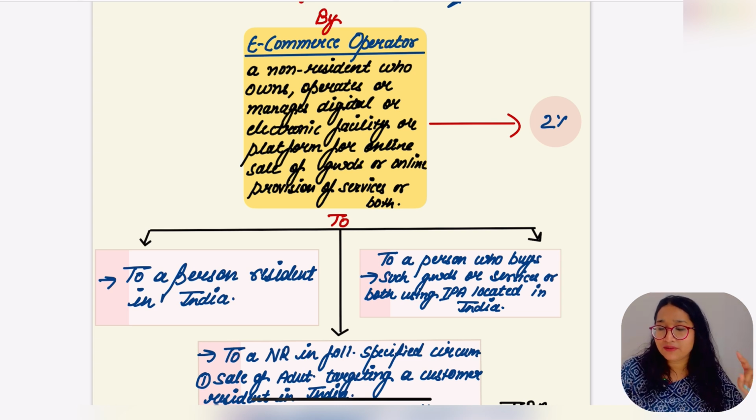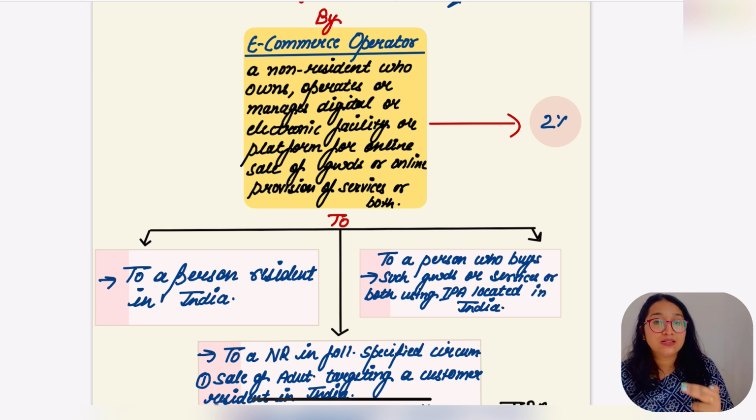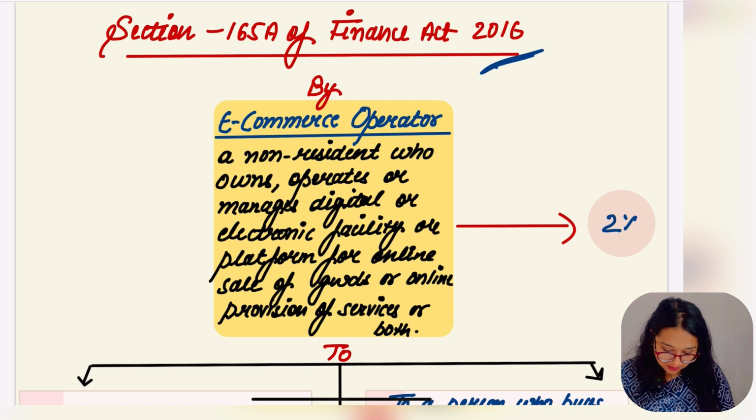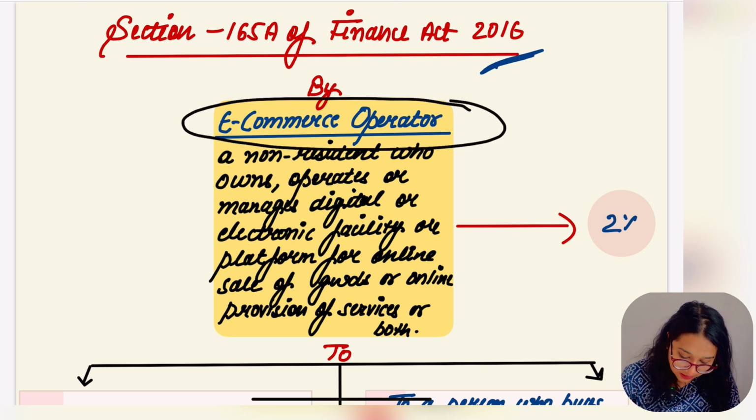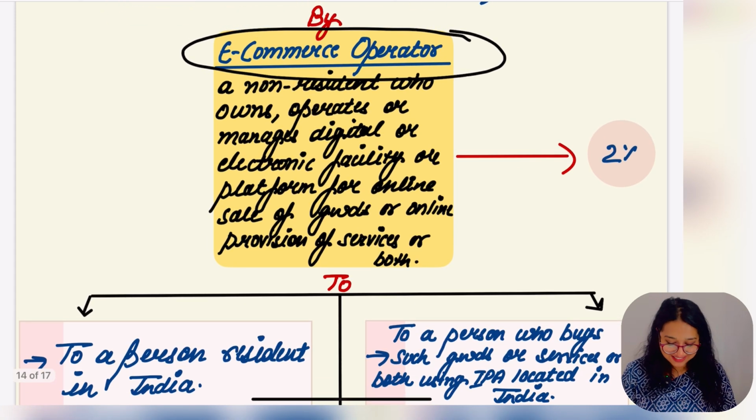In the very first equalization levy under section 165, we said that the NR is providing the specified service, right? In the second case, under section 165A, who is going to provide the specified service here? The e-commerce operator. Is this part clear? Yes, this part is clear.